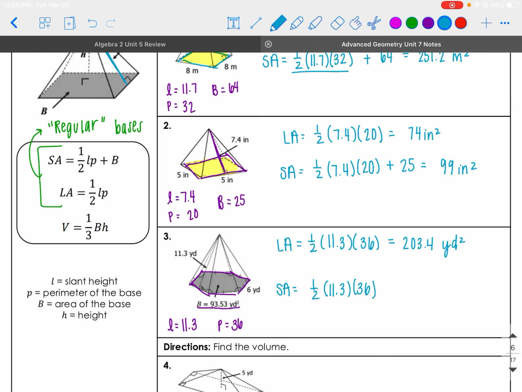So surface area is the lateral area plus the base, 93.53. And we get 298.93.